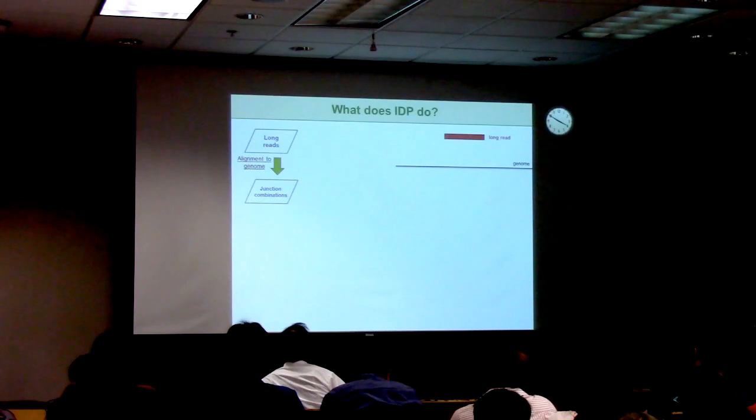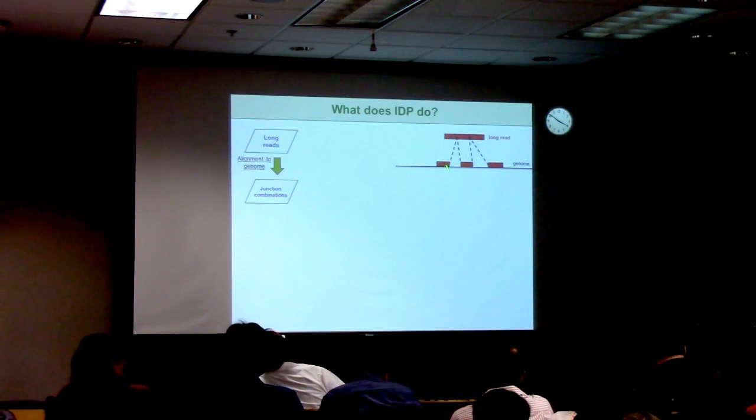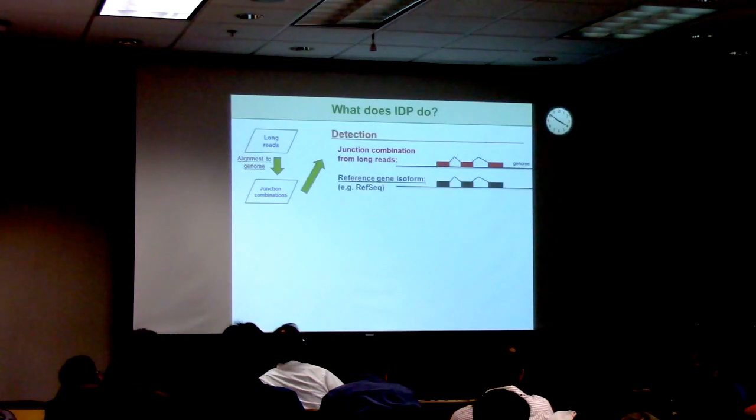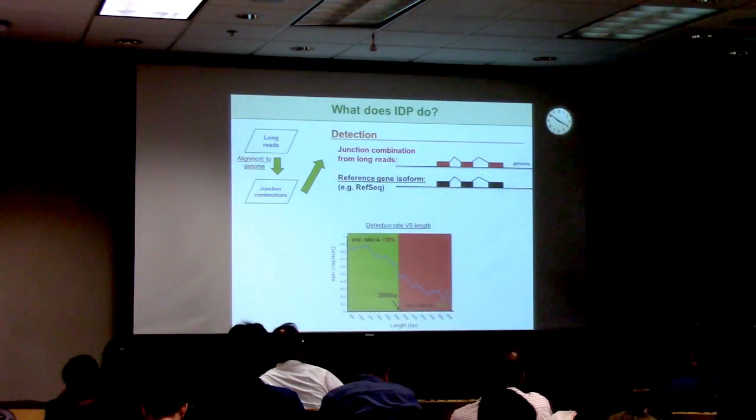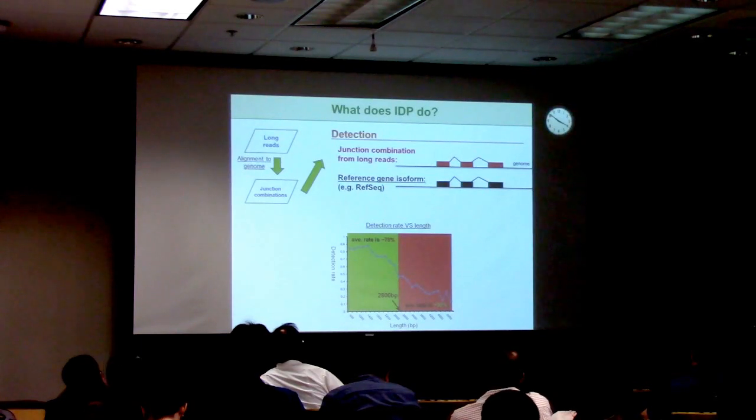But how can we find the combination? Now long reads come out. When we align a long read, as we showed in the previous example, you find some fragments align to here, some other fragments align to here, and then there's a gap between them. This is the junction. Now, if this junction matches some annotated isoform in the library, say this is a known isoform in the RefSeq library, then we know this isoform is detected by this long read. So this very straightforward idea is called detection, because you can observe it directly.